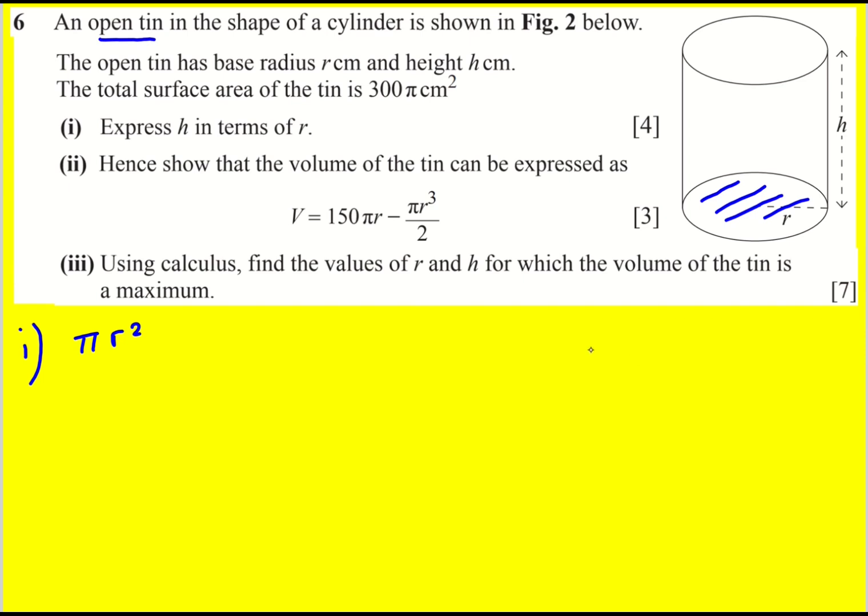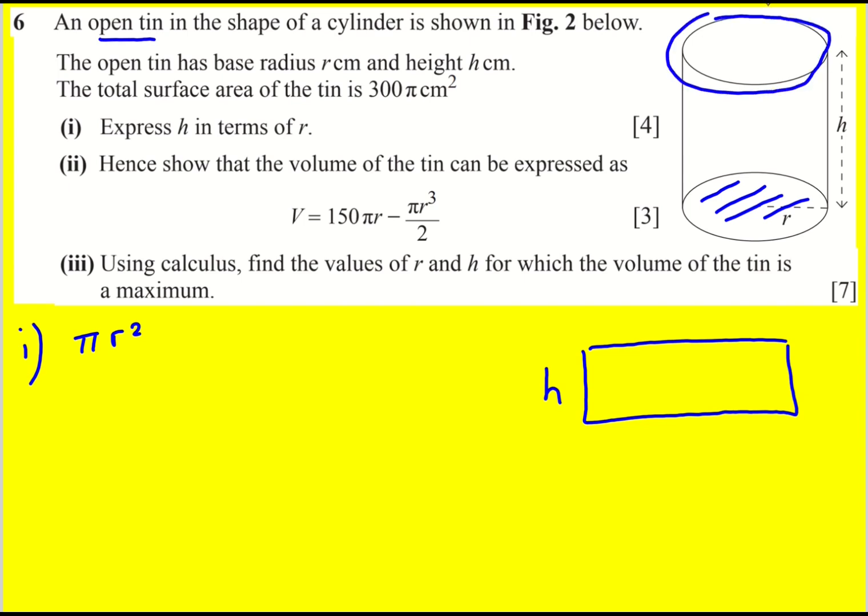Imagine taking this cylinder and unwrapping it. It would actually become a rectangle. It would have height h, and the length of the rectangle would be the circumference of the circle, so 2 pi r. And that means it's pi r squared plus 2 pi rh, that curved part, that is going to equal 300 pi.